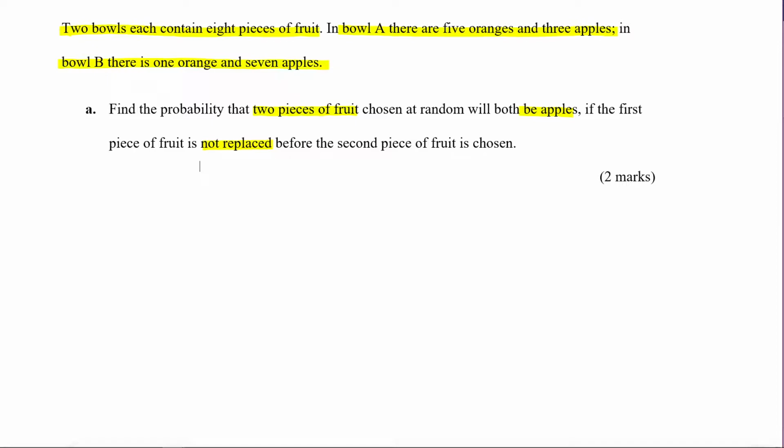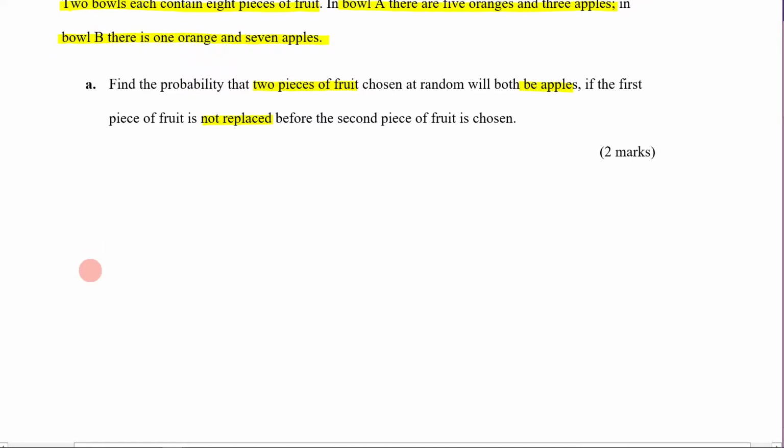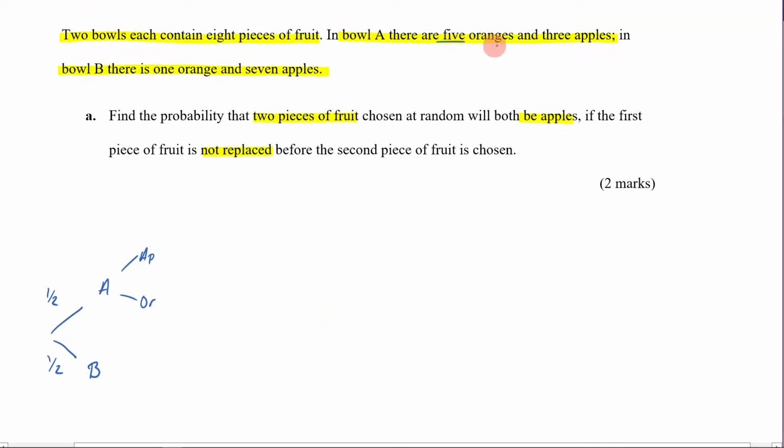Okay, so a pretty traditional tree diagram question without replacement here. The first thing we need to consider is that we have bowl A and bowl B. Now there's a 50-50 chance of getting either bowl A or bowl B. We then can either get an apple or an orange, and let's look at bowl A first. For bowl A, there are 5 oranges and 3 apples. So that means there's a 3 on 8 chance of getting an apple.